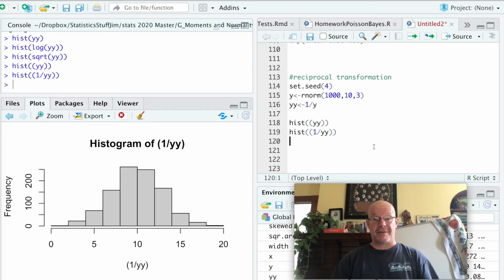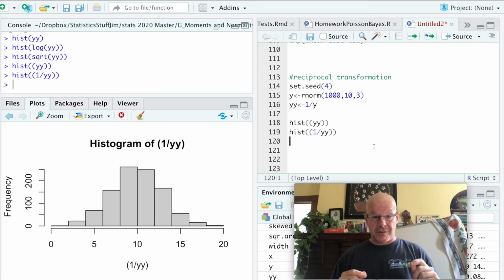I do a histogram of that, and then I sit back and I'm like, well, that looks more normal-ish than a log or a square root. Maybe I'm really happy modeling these data using the reciprocal of the response variable. And again, that's totally fine. You're not doing anything wrong. You're just changing the scale at which it's measured.